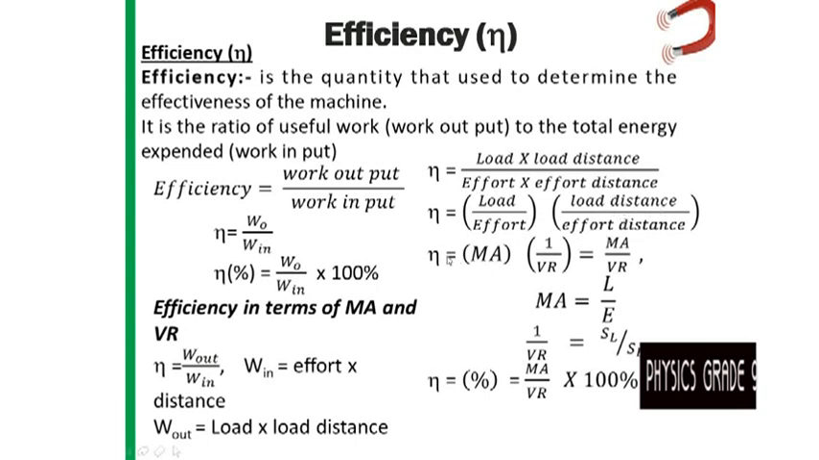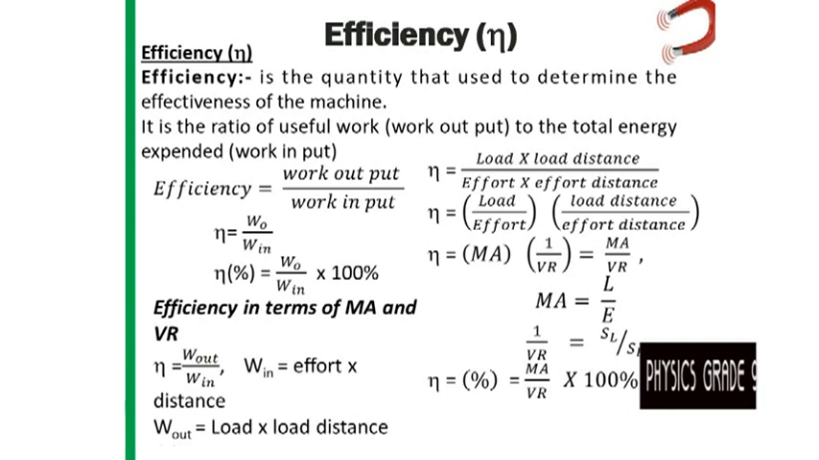So what we can say is that the efficiency is equal to the mechanical advantage multiplied by 1 divided by the velocity ratio. And that would give us the mechanical advantage divided by the velocity ratio. The mechanical advantage can be expressed as L over E. That's just a shorthand way of writing it. And 1 over the velocity ratio, we can write in a shorthand way as being S_L over S_E.